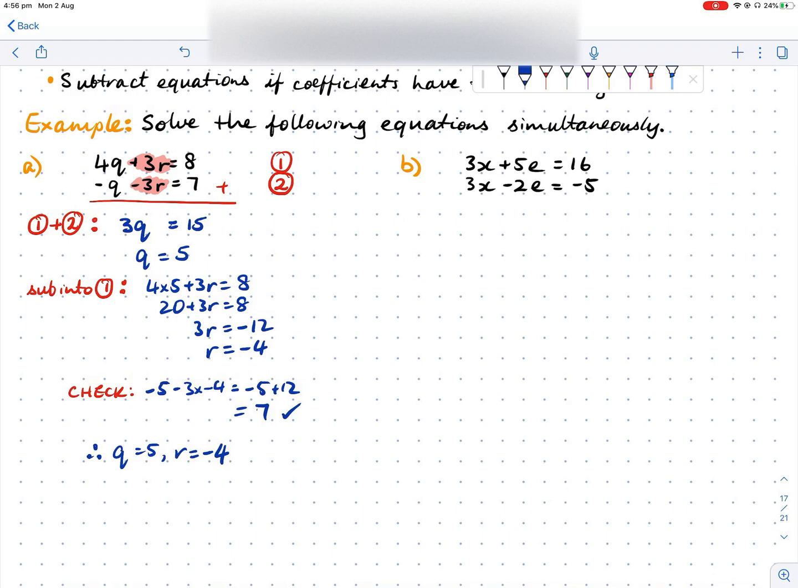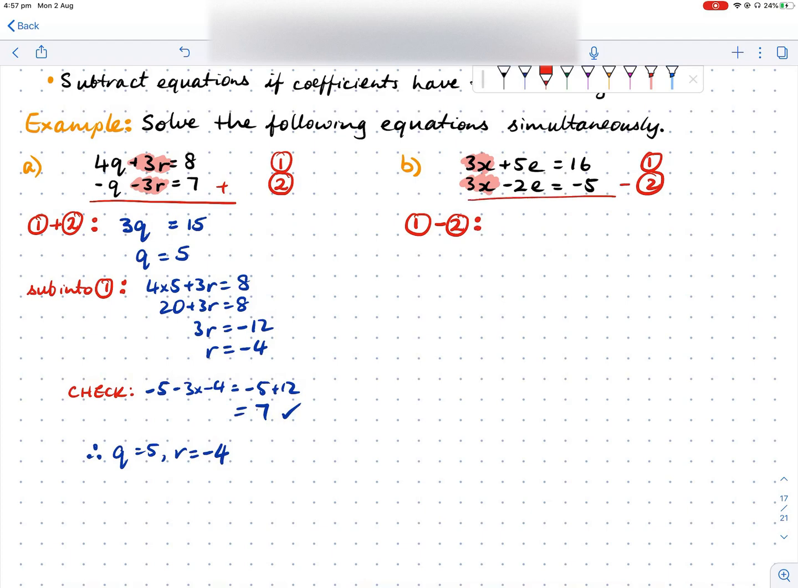Let's have a look at the next one. When we're looking at these two equations, equation 1 and equation 2, you can see that the x values have the same coefficient. We've got a 5 and a 2 on the e, so that's not going to be very useful. So we want to eliminate the x's. We've got 3x and 3x, and they're both positive. So we're going to subtract these equations: equation 1 minus equation 2.